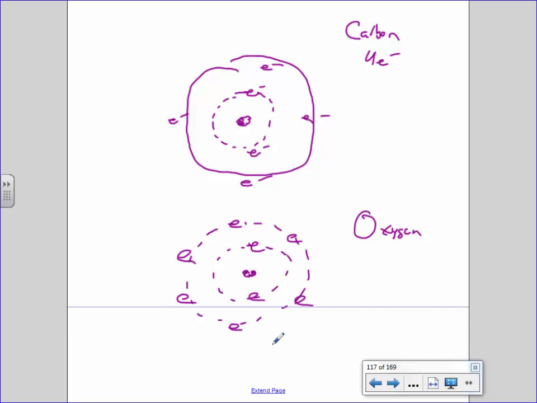How many valence electrons does oxygen have? 6. Because 2 of them are in the first level. We don't count those ones. There's 6 in the next level.